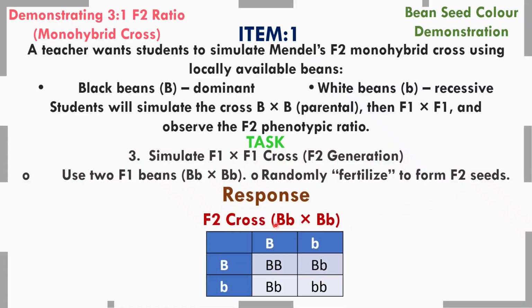F2 cross: capital B, small b, crossed with capital B, small b. We get gametes capital B, small b, capital B, small b. Then the offspring, we get capital B capital B, capital B small b, capital B small b, small b small b, using the Punnett square.